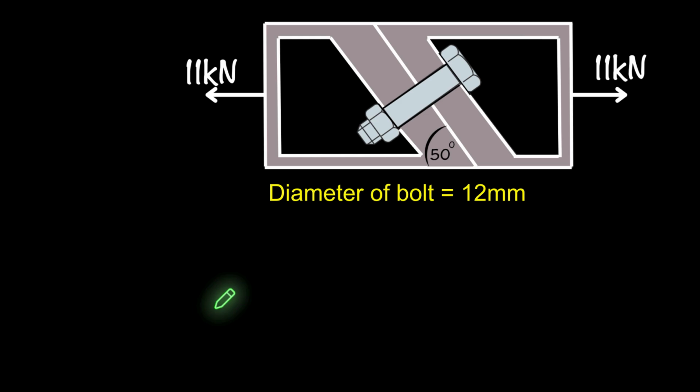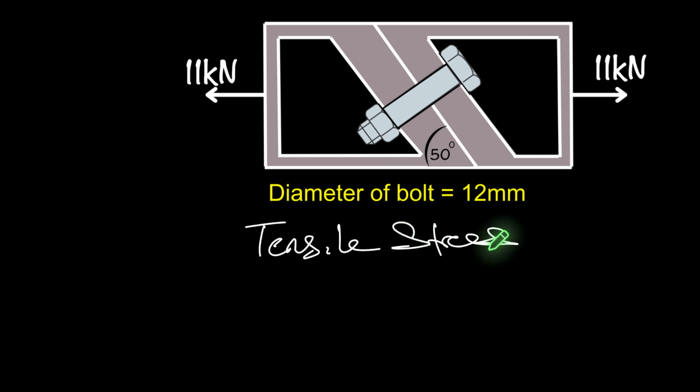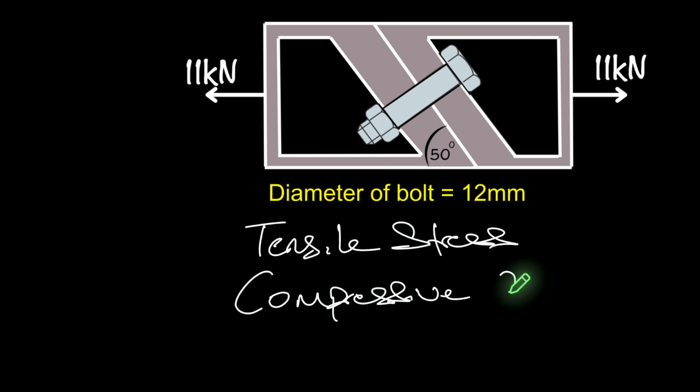In this lesson, we're going to examine what happens to a bolt that is undergoing a combined load. And what that means is the bolt is experiencing both tensile stress as well as compressive stress. Now, it's very important that we understand exactly what tensile and compressive stress means before we get into the full analysis of what happens to this bolt, and also to understand why it's undergoing a combined load in the form of tensile stress and compressive stress.